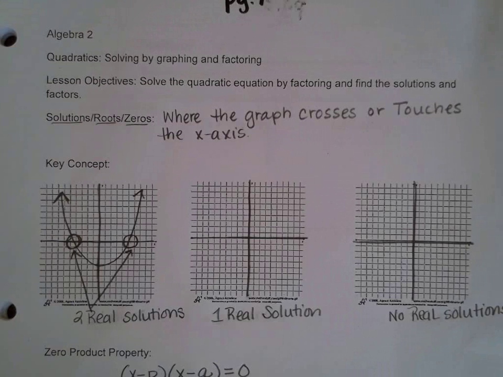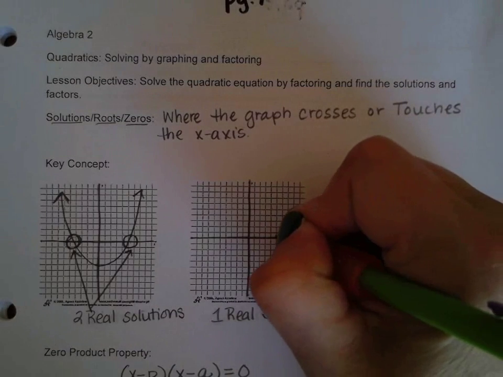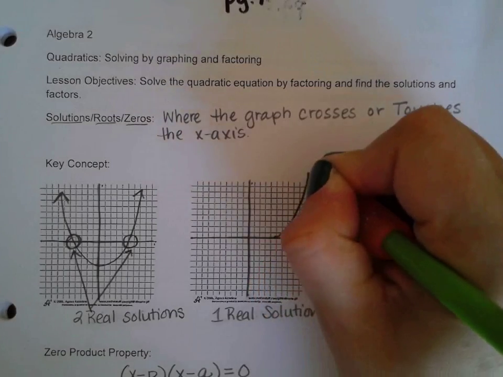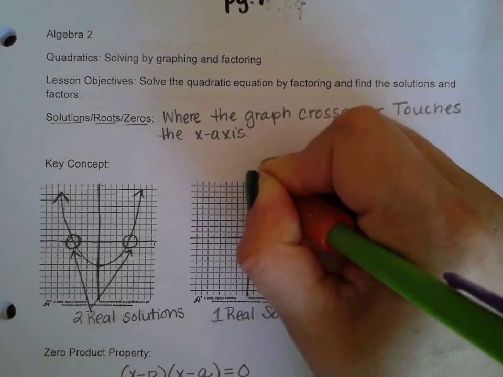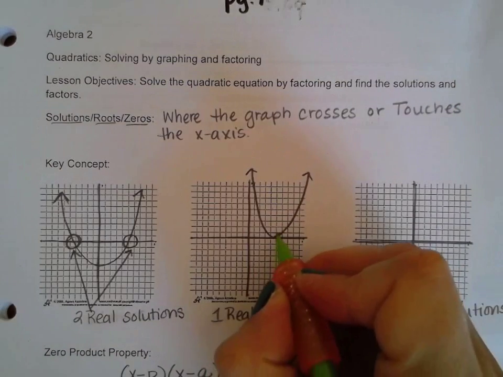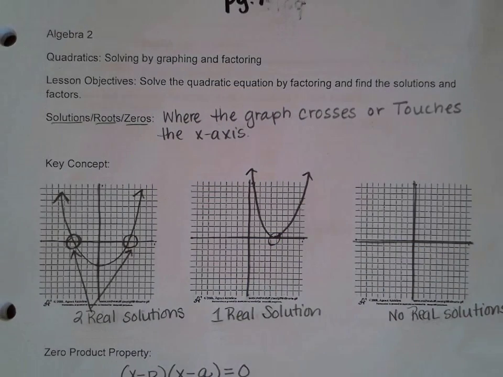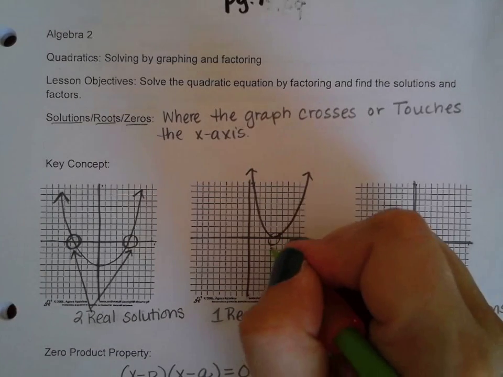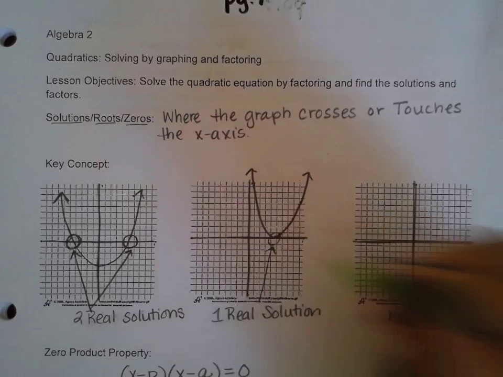And then the next possibility would be a parabola that maybe only has one real solution. That would be one that just comes down and touches the x-axis and kind of bounces back off. So right here, this would be just that one real solution that that parabola would happen to have.